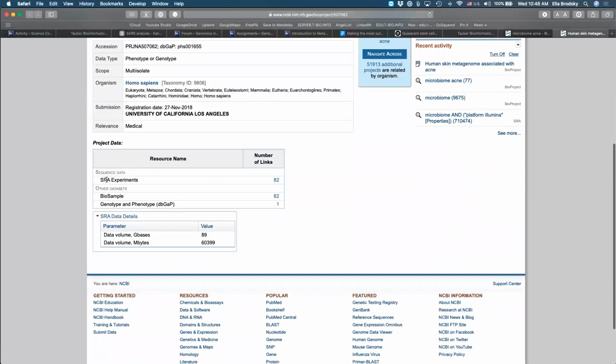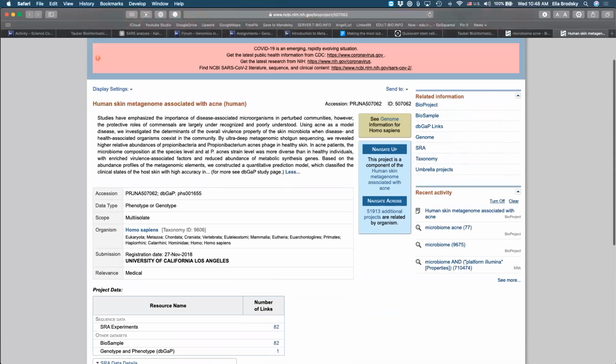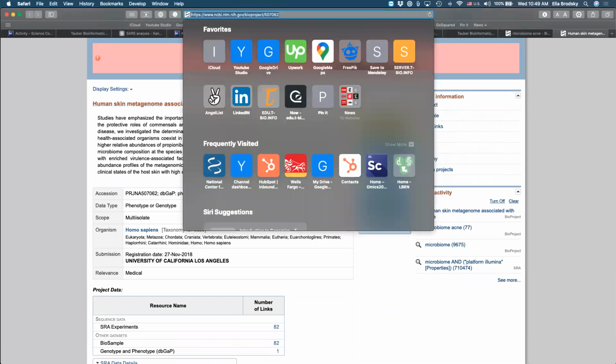So I want to make sure that it has some data set, okay? And this data set is related to an interesting topic for you. So example, I will write, okay? So once you find it, let me know. I would put it like this. And post a link to the bio project.